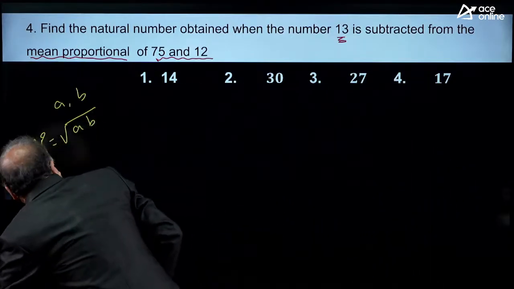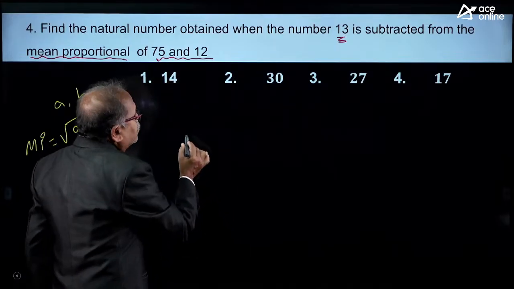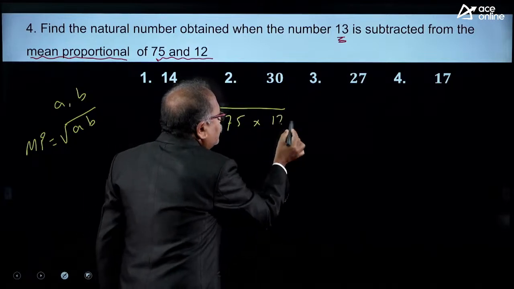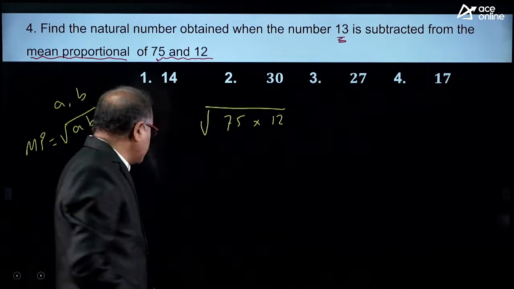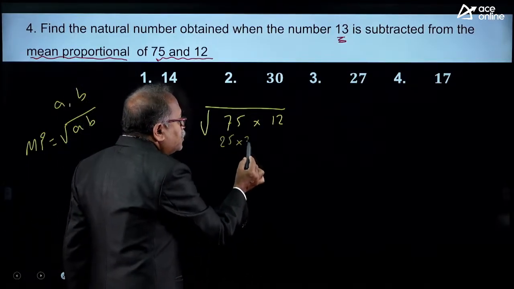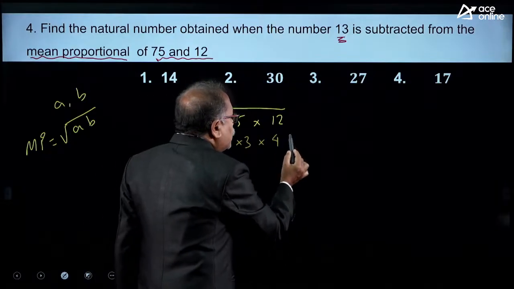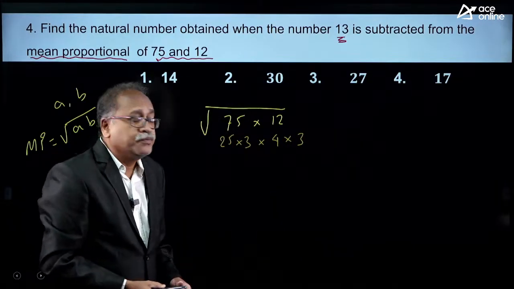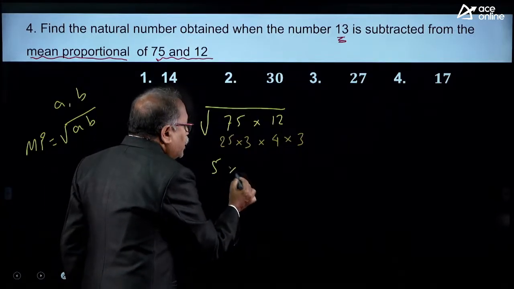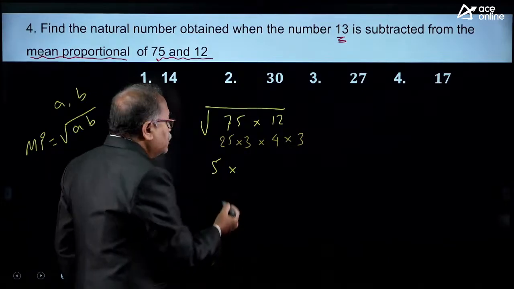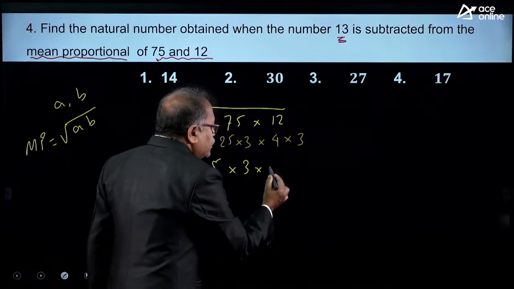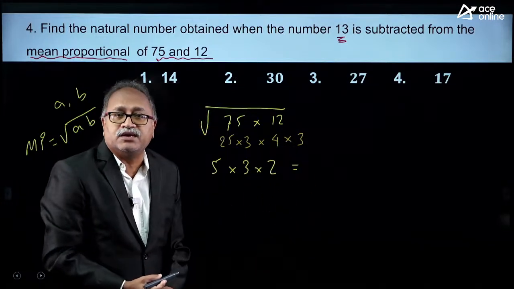Your time is over. Let me take the mean proportion of 75 and 12. I will not multiply over here. Mr. Naveen, I will not multiply. What I do is break this number as 25 into 3 and 4 into 3 under the square root. When I take the 25 outside, I get 5, and 3 into 3, 9, is there, so take 3 outside. And 4 is there, take 2 outside of the square root, so you are getting 30.